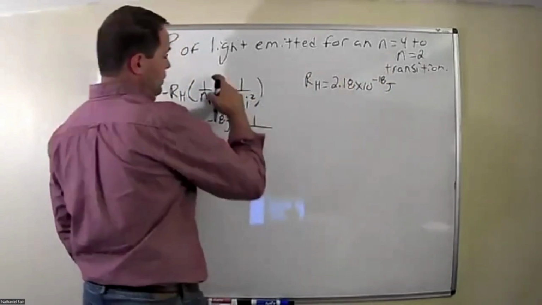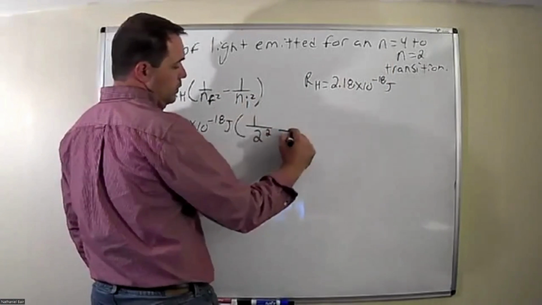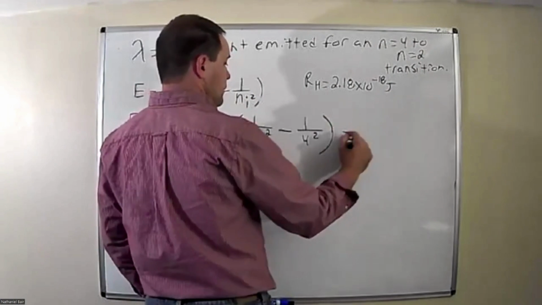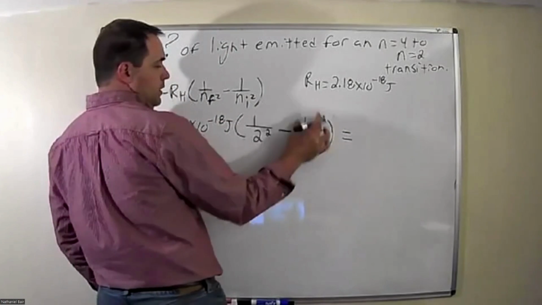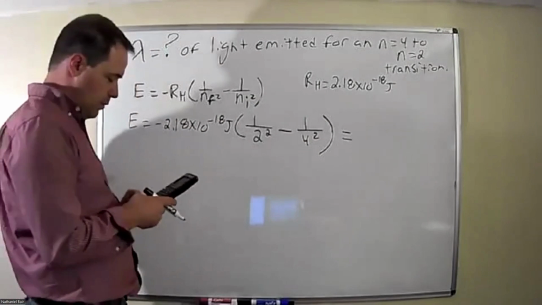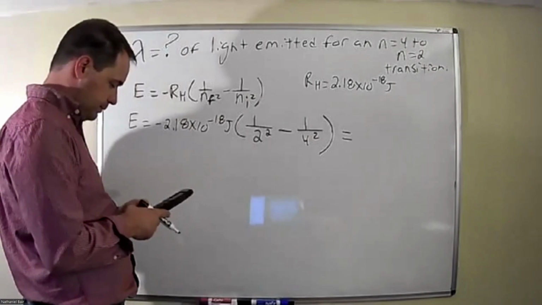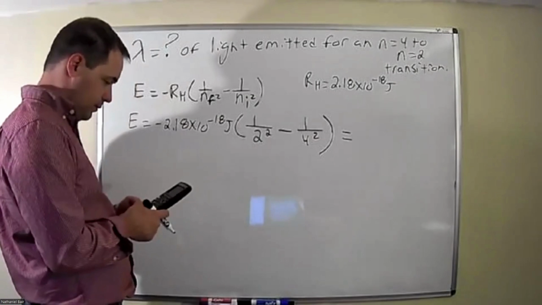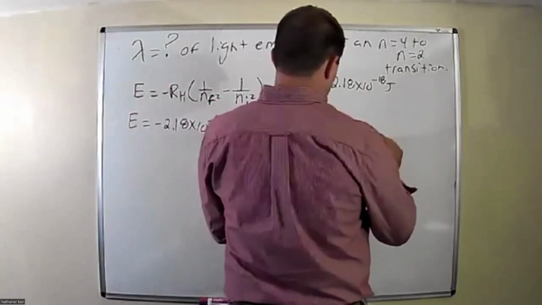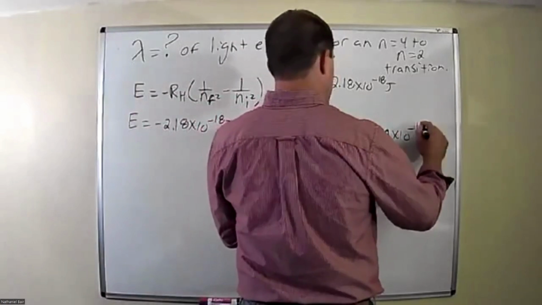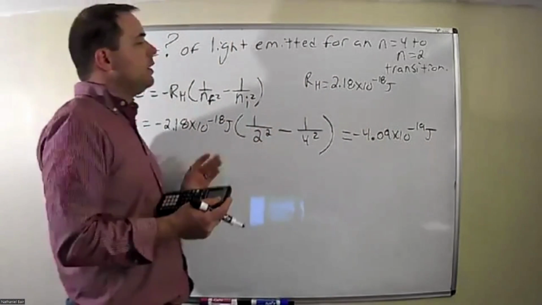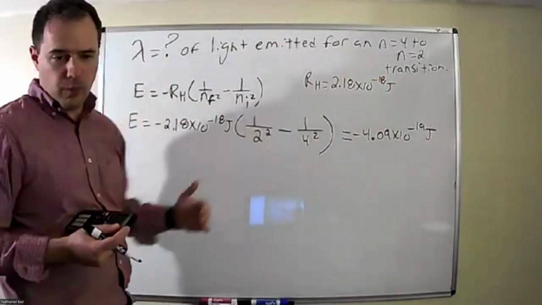It's ending in 2. So 1 over n final squared. That's 1 over 2 squared. And it started initially in 4. So maybe you want to rewrite that as 1 over 4 minus 1 over 16. However, I don't care, man, as long as you get it right. It's a moment of truth right here. I got negative 4.09 times 10 to the negative 19th joules as the energy of that photon that's going to be emitted, that energy that's going to be released when the electron goes from 4 to 2.